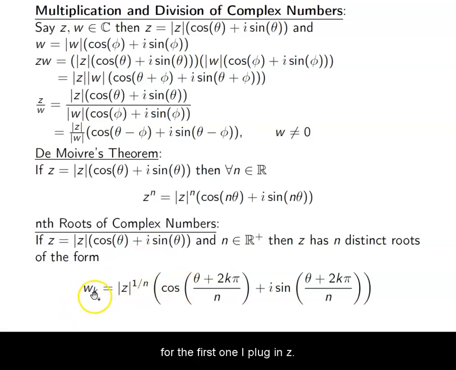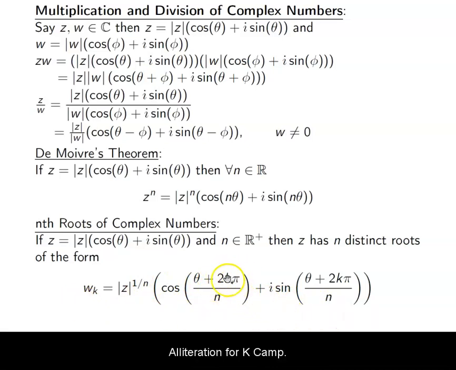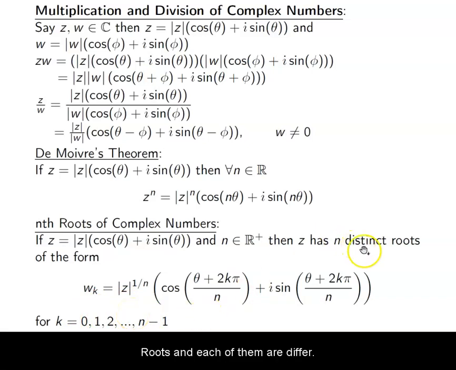So for the first one, I'd plug in 0, right? The first one would be w0. It would be the modulus of z to the nth root, cosine of theta plus 0 over n, because my k is 0. So this would be theta over n, n being 3, right? n stays the same throughout all iterations, but k counts. It goes 0, 1, 2, 3, until n minus 1. Okay, that's the way this works. So k starts at 0, and it continues to count up to n minus 1, because there are 1, 2, 3, n terms. So that gives me n roots, and each of them is different. Okay.